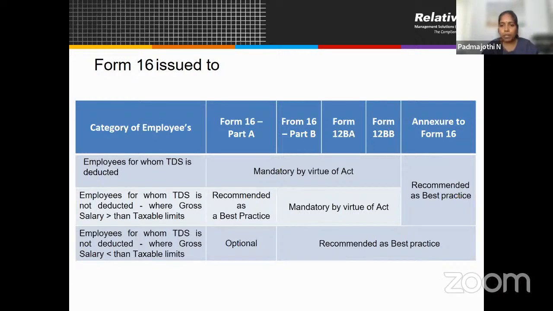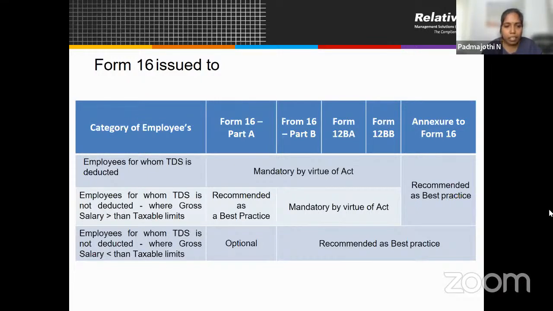Okay, but we would recommend issuing the Form 16 to all the employees, because Form 16 is the consolidated statement for the whole year of all the income that employees earned and how much tax has been calculated. So we would recommend you issue the Form 16 for all employees if they have a PAN number. If they don't have a PAN number, then we are not able to issue the Form 16. So if the employee has a PAN number, please issue the Form 16. That would be recommended for everyone as a best practice.